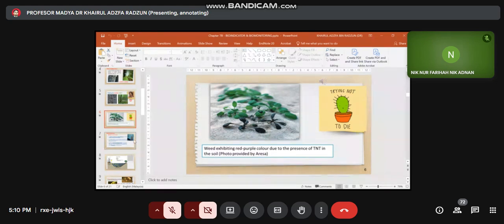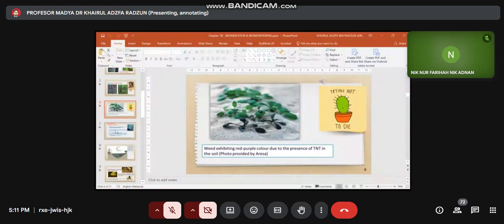Okay, right. So the reason why it does this is the plant is trying not to die, because TNT is not good for its growth. So that's why the leaves change from green to red purple, because it's going to die soon if the exposure happens continuously. But from this observation, we can use it as a bioindicator. The leaf will start to become red purple, and eventually it will become brown and die.